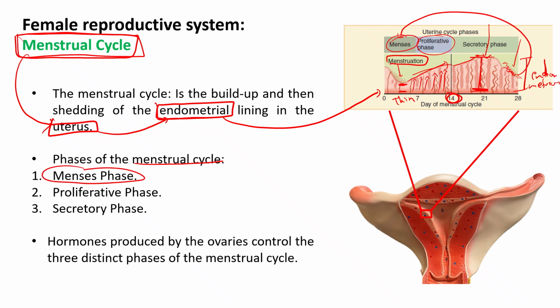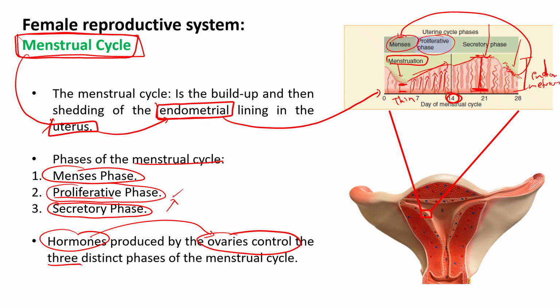The menses phase, which is the bleeding part. The proliferative phase, which, as the name implies, refers to the proliferation or growing of the endometrium. And then the secretory phase is also growing of the endometrium, but it's growing even more. Okay, hormones produced by the ovaries control these three menstrual phases. So whatever is happening to the endometrium is because of the amount of hormones being produced by the ovaries.